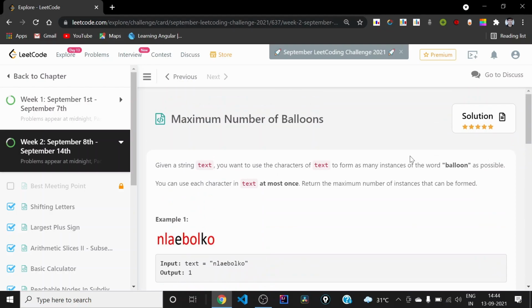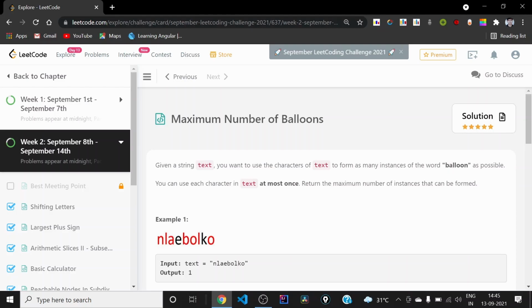The approach for solving this balloon problem is that we can find how many B's are present in the text. Suppose there are 25 B's. Since we need only one B for forming one balloon, we can divide that 25 by 1 to get how many balloons can be made if we are only considering the requirement of B. Similarly, for A, we will divide the frequency of A by 1 to know how many balloons can be formed if we are only considering the requirement of A.